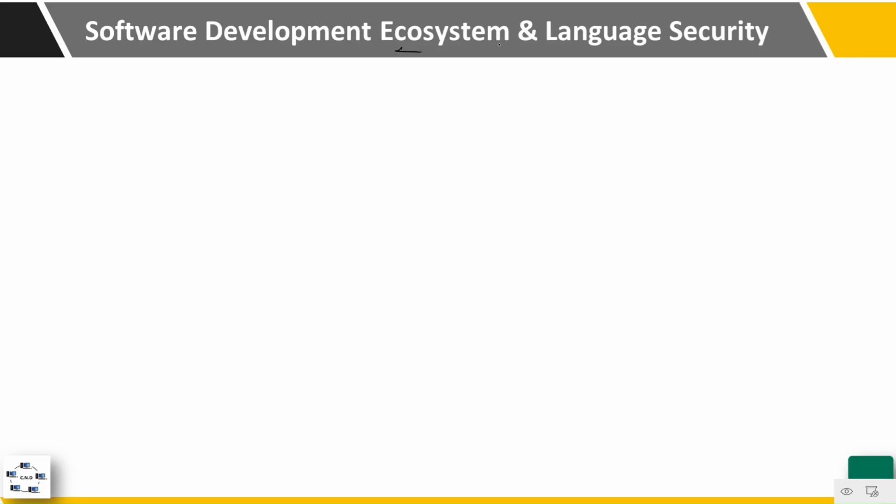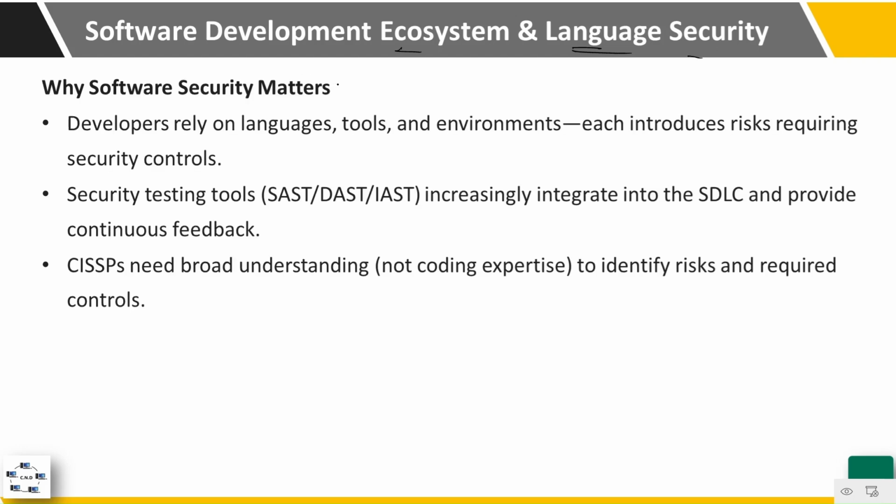Software development ecosystem and language security. So why does software security matter? Developers rely on languages, tools, and environments, and each of these introduces risk requiring security controls. Security testing tools such as SAST, DAST, or IAST, we will study these in a while. They increasingly integrate into the software development lifecycle and provide continuous feedback.